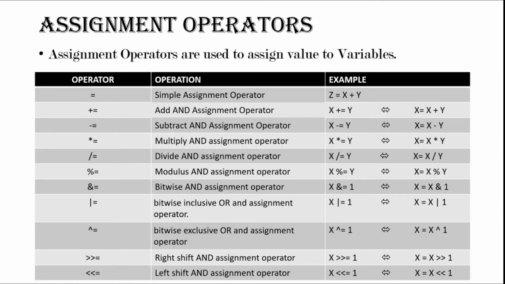Second one is assignment operators. These operators are used to assign values to variables. It means if I want to assign the value of any operation to a third variable, then we use assignment operators. These are equal to, plus equal to, minus equal to, multiplication equal to, and so on.